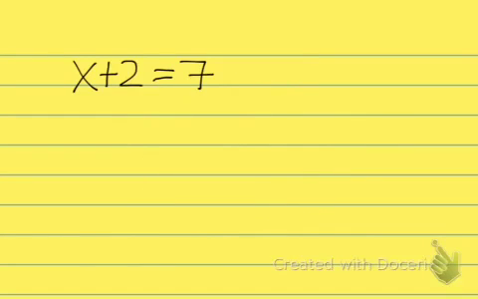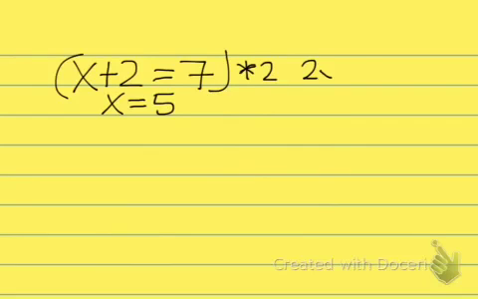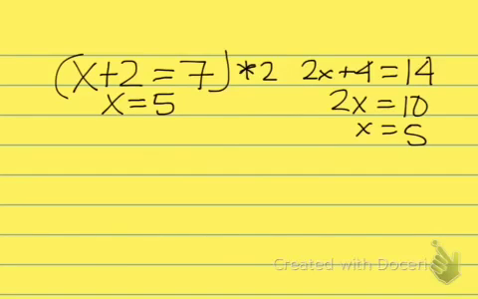Okay, if we have an equation x plus 2 equals 7, we can do lots of things to this equation that will not change the value of it. When we solve x plus 2 equals 7, we get x equals 5. I could take the equation x plus 2 equals 7 and multiply all of it times 2, and I would end up with 2x plus 4 equals 14. And when I solve that, I get 2x equals 10 and x equals 5. So I still get x equals 5 even though I multiplied the whole thing by 2.